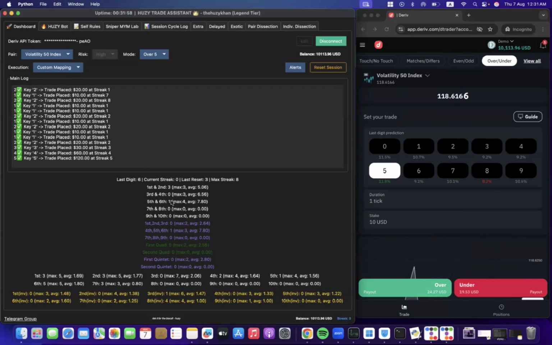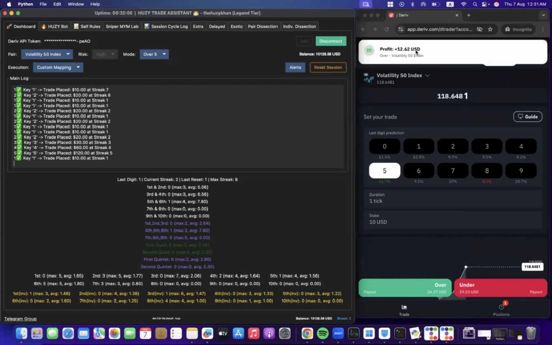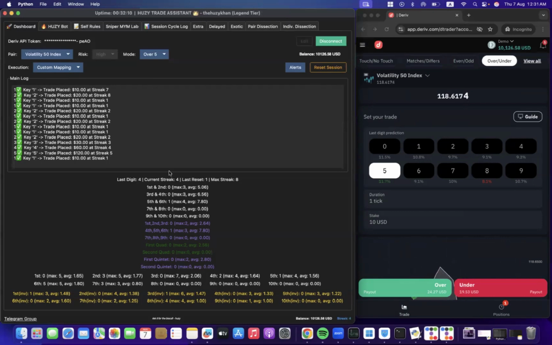Okay. So currently we're going to trade this one. Like this, executed my first trade, won. You can see the balance go up, $10 made. We're trading over 5, by the way. So that's how you are supposed to interact with these counters, understand their values, and pretty much execute the trades on top of them.